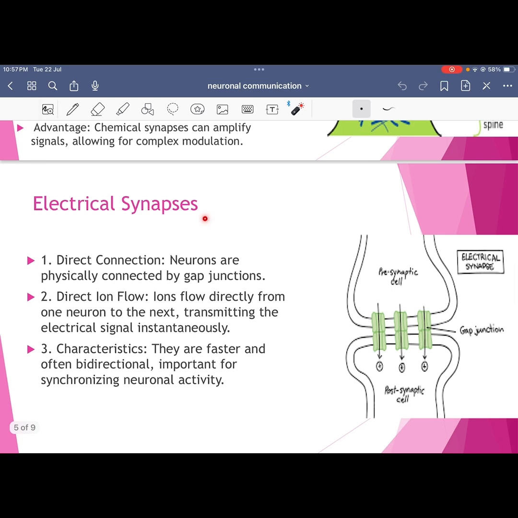Now we have the second type, which is the electrical synapse. The electrical synapse occurs via direct connections between the two neurons. We have something called gap junctions that connect the two neurons, and direct ion flow will pass through this gap junction. Those electrical synapses are faster and bidirectional, and they are important for synchronizing neuronal activity.